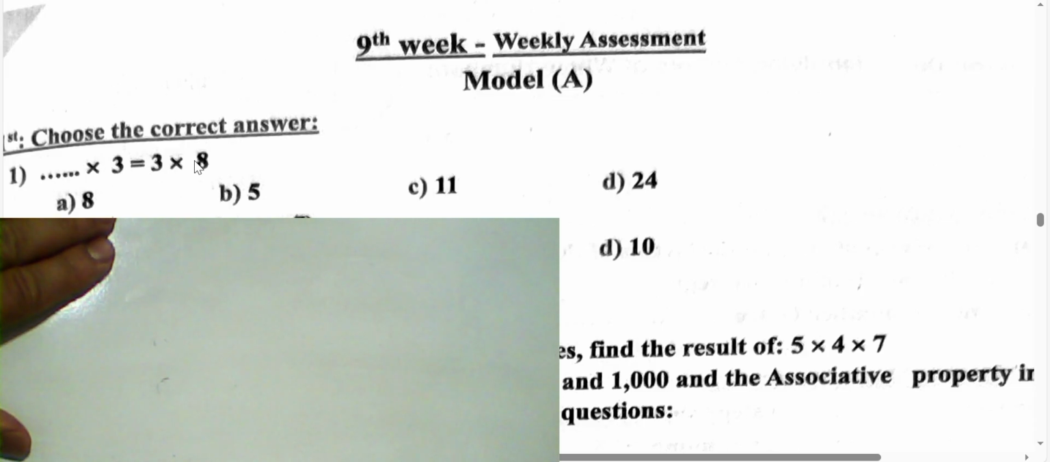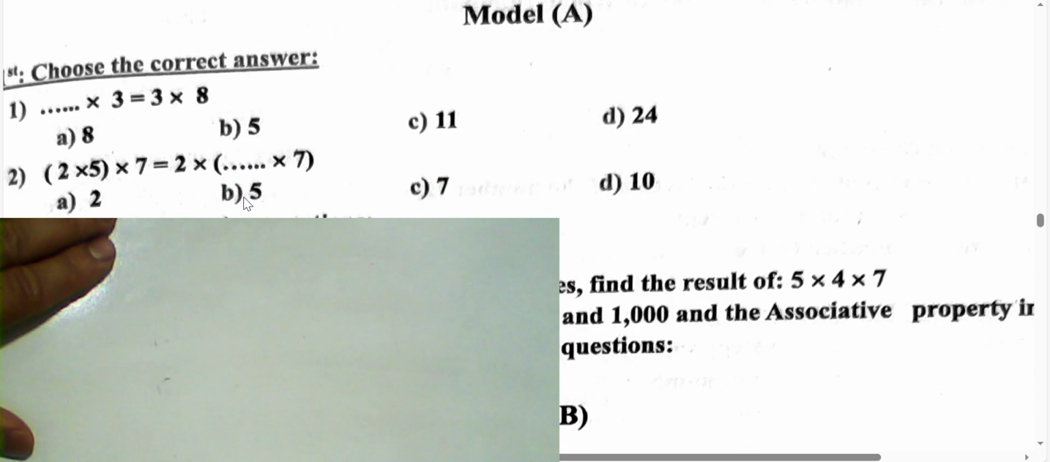Today, self-weekly assessment number 9. Okay, in this year 2026. First question here, first term, choose the correct answer. What is the number produced by 3 equal 8? We know 8 times 3 equals 3 times 8. We use here commutative properties. We must write 8 in the space.